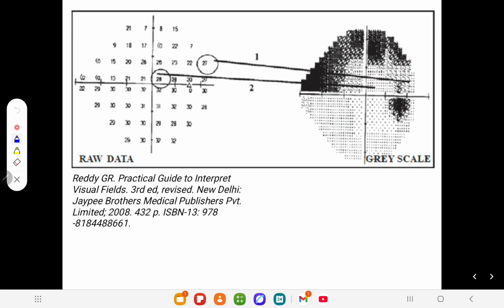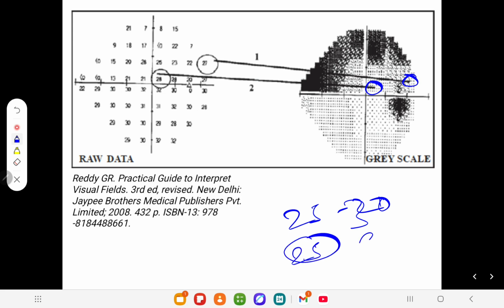Okay. So from this picture it's quite definite that this point is 27 here and this point is 28 here. So between 27 and 28, which definitely lie in the 25 to 30 category, it's very difficult to differentiate 25 and 29, though they have 4 decibels difference. So that's why one of the failures of grayscale is that calculation cannot be done.